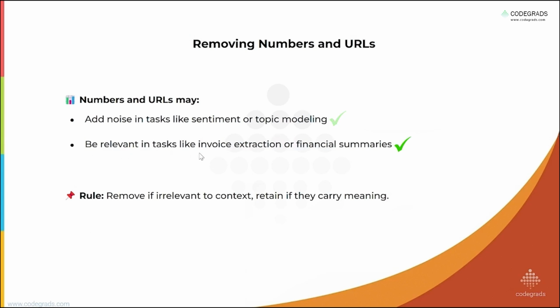Numbers are relevant in tasks like invoice extraction or financial summary. We cannot remove the numerical data there as it is very important in the financial case. So we try avoiding removal of numbers in such scenarios. The rule is: remove if irrelevant to context, retain if they carry meaning. If it is irrelevant to context, then we should remove it. And if it retains any information, then we should keep the number format.